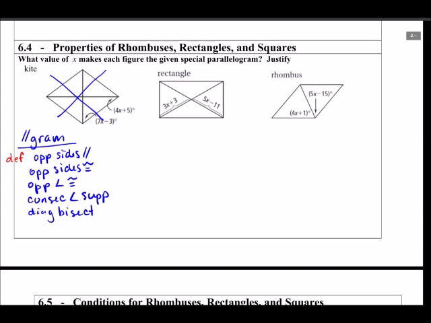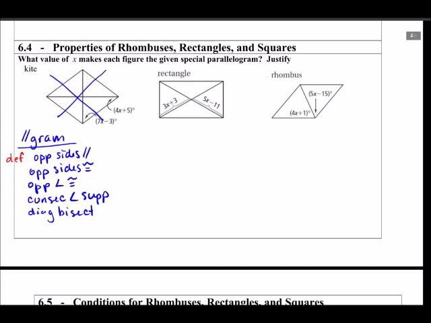So let's look at 6.4 here. This was properties of rhombuses, rectangles, and squares. We are asked what value of x makes each figure the given special parallelogram, and then we are to justify our answers, of course. So the first one here was a kite. That's not a rhombus, rectangle, or square, so we get to skip that one. That one belongs in 6.6, so I imagine we'll see something like that later on.